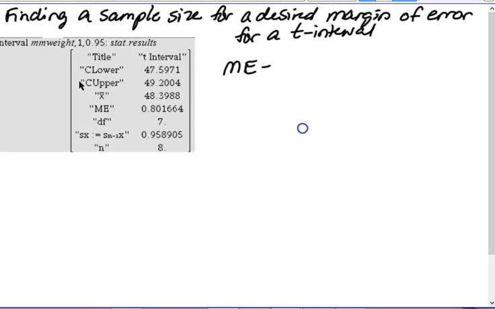Margin of error is equal to the t critical value with a certain degree of freedom times the standard error of the sample divided by the square root of the sample size. And if the margin of error I want is 0.2 instead of 0.8, and let's say this was a 95% confidence interval, so this is 95% confidence. Then I would need to find the t critical value for that desired level of confidence, and standard deviation and sample size.